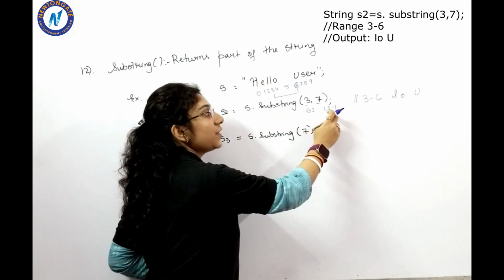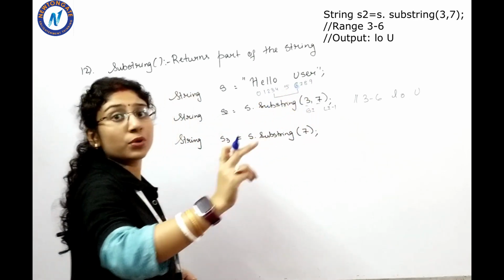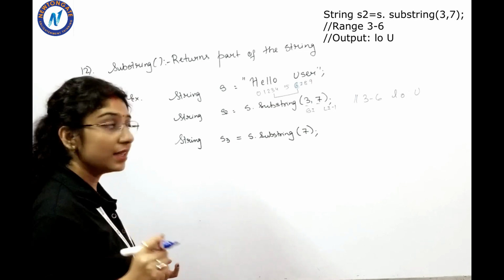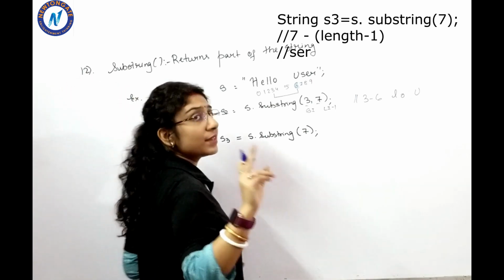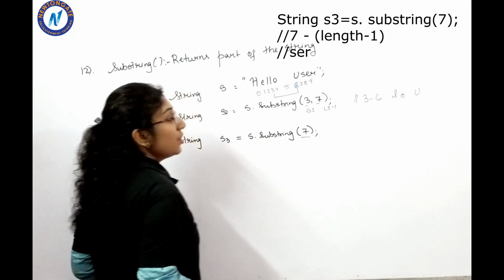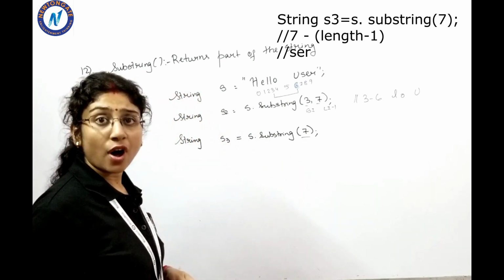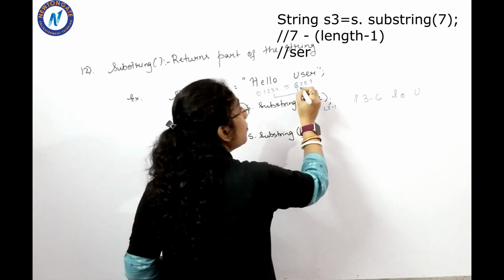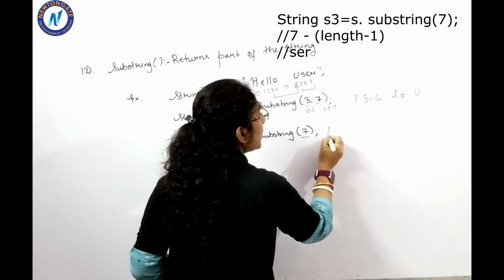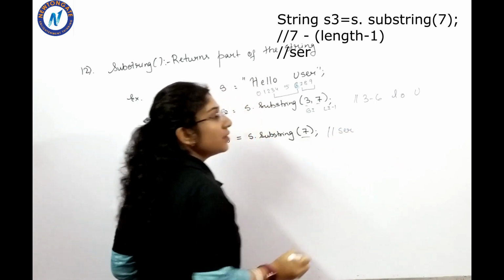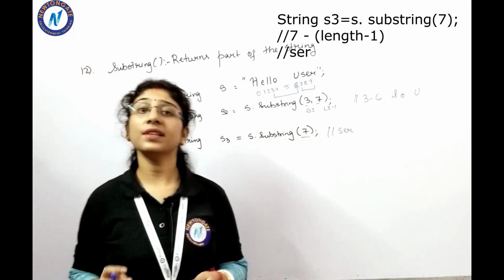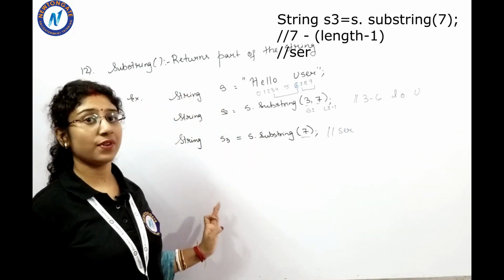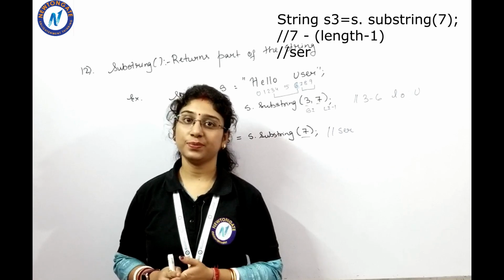Last index minus 1. It will never go up to the last index. Starting index to last index minus 1. Clear? Second example, in this I have passed a single parameter, that is 7. So the substring will start forming from 7 to the end of the string. So that is from S to R, that is SER. This is going to be the final output for the substring. So this is the difference between your charAt function and substring function. Hope it's clear to you.